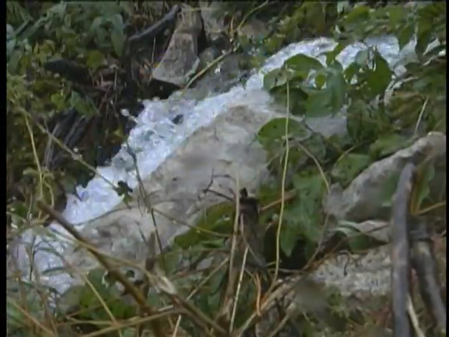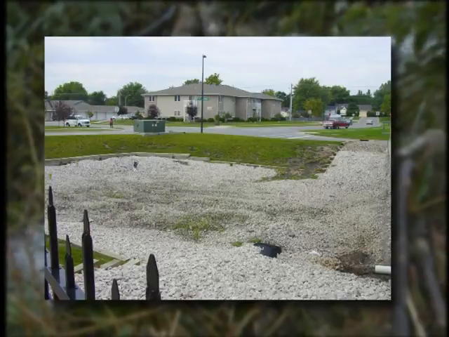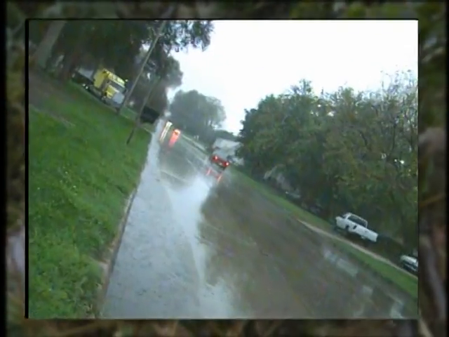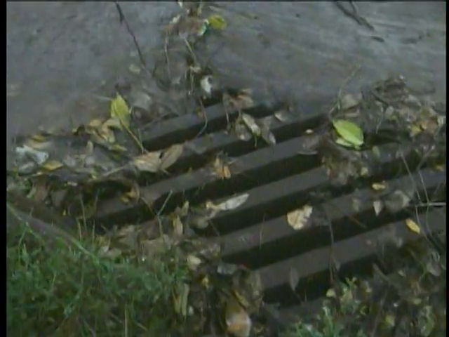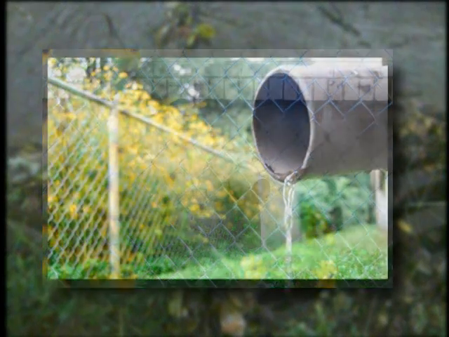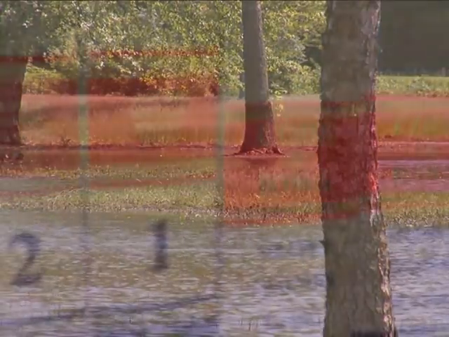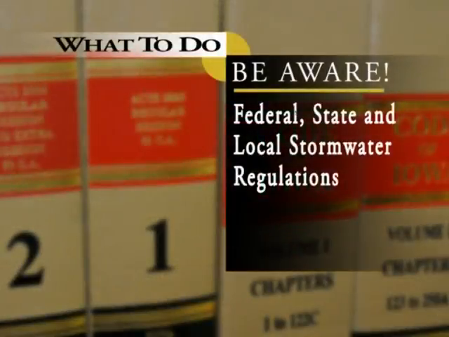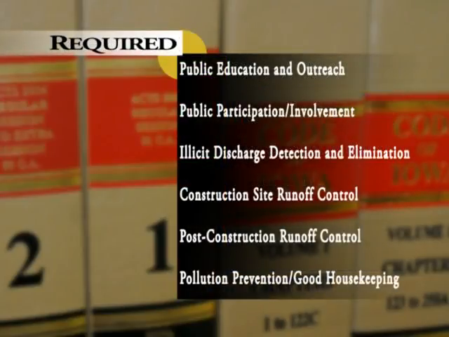In some cases, that water may go to a detention basin for flood management. But in either case, the water that runs off of impervious surfaces such as roadways is called stormwater. We are here today to discuss what you can do to help prevent stormwater pollution and improve water quality in our streams and lakes. First of all, be aware that there are now federal, state, and local stormwater regulations to help protect and improve water quality.